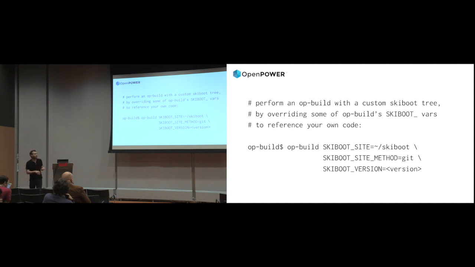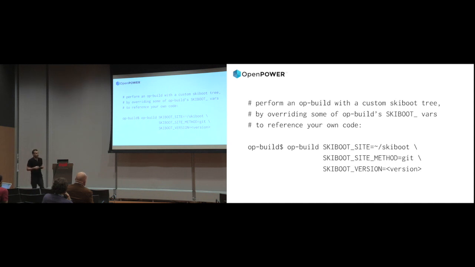So what you do is you make your changes in Skiboot Git, get the version number that comes out when you commit it, and then feed that version number back into your OpBuild in this case. So that'll do the normal OpBuild process. It will use your local changes rather than the upstream Skiboot code. You can then take the firmware image that spits out and flash onto your machine and test it. And that will now include the changes that you've made into that Skiboot tree.